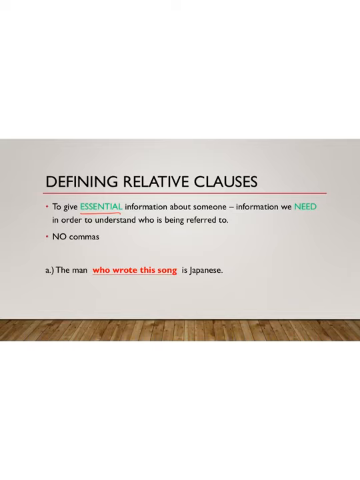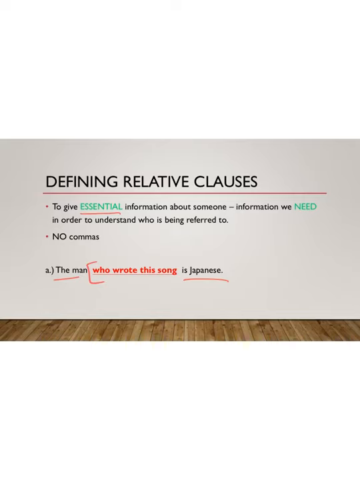In this video, we are focusing on people. So this is the information that we need in order to understand who is being referred to. Which means if you don't give that piece of information, I just don't know who you are talking about. Just like this one. If you are just telling me the man is Japanese, but I don't know which man you are talking about, or you are talking about the man who wrote this song.